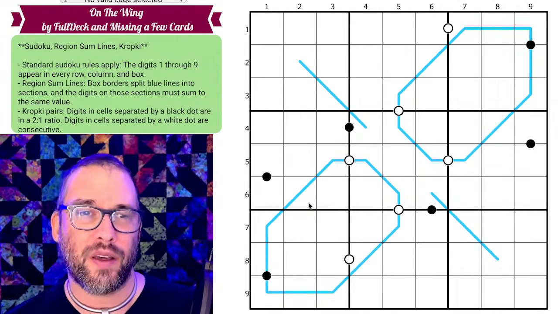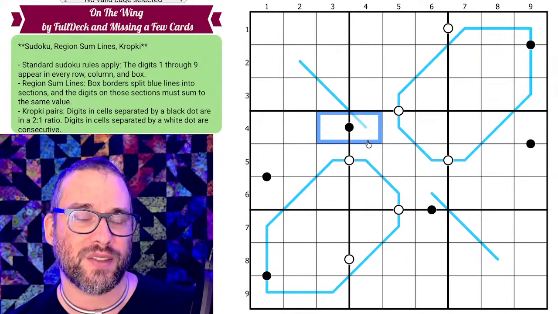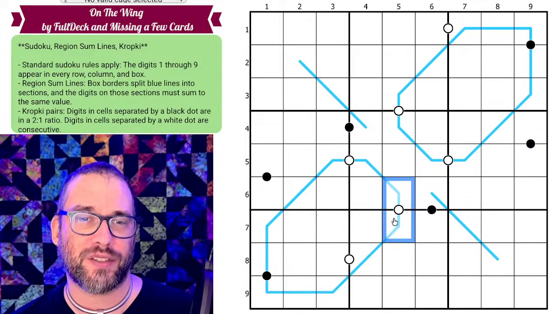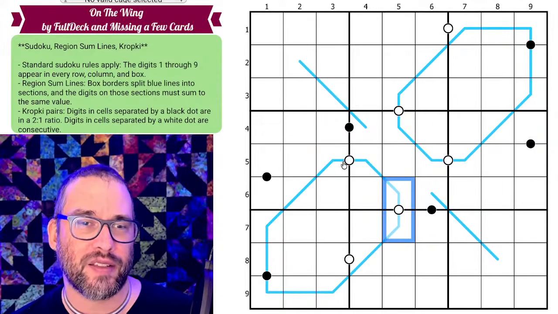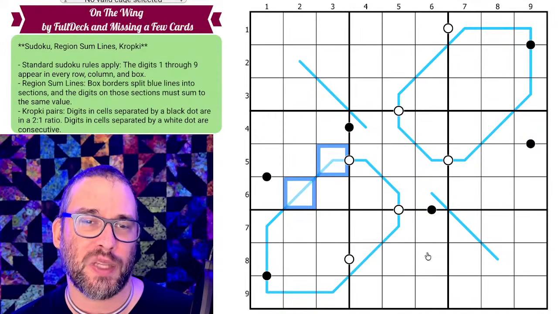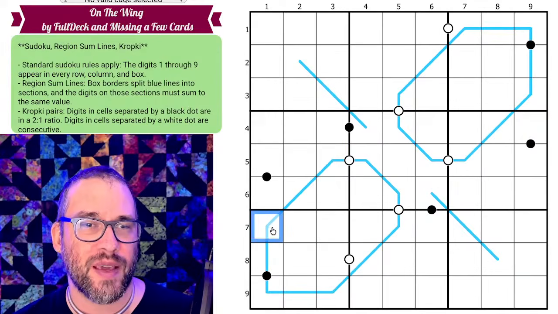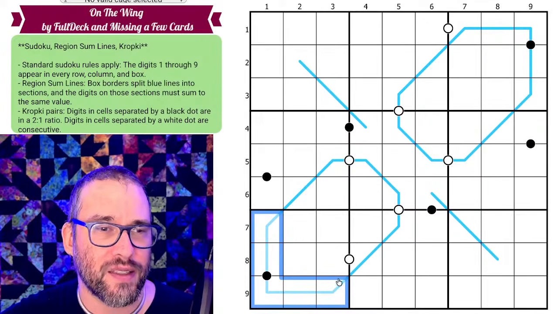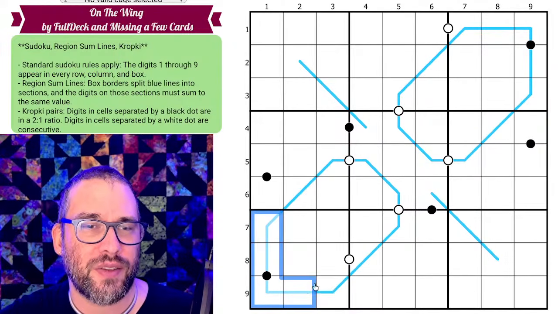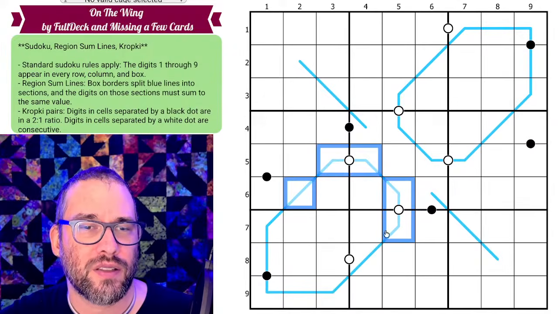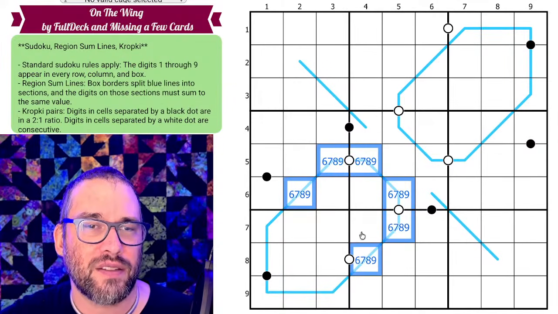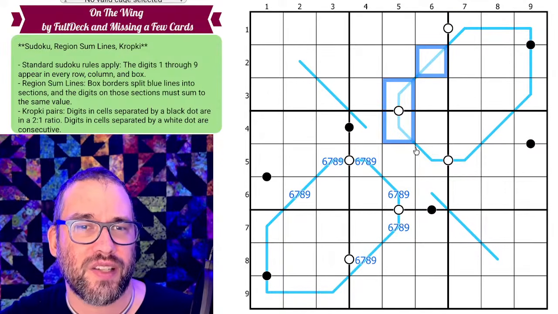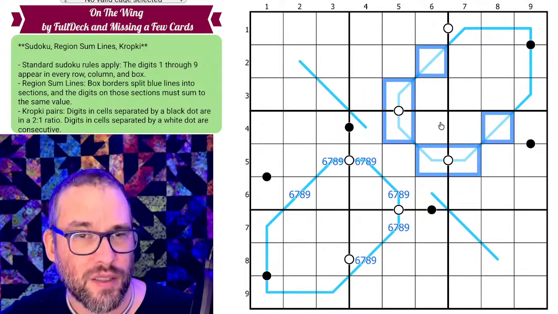Okay, so we have black dots where digits are in a 2-to-1 ratio, white dots where digits are consecutive, and lines where box borders split a line into segments that all have the same sum. Now this sum is at least 15, so these are all from 6, 7, 8, 9. Same thing happens here. So we get a 6, 7, 8, 9 quad in box 5.